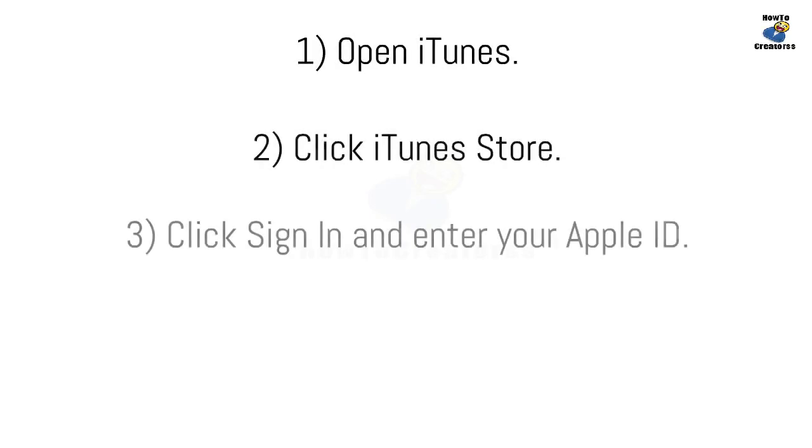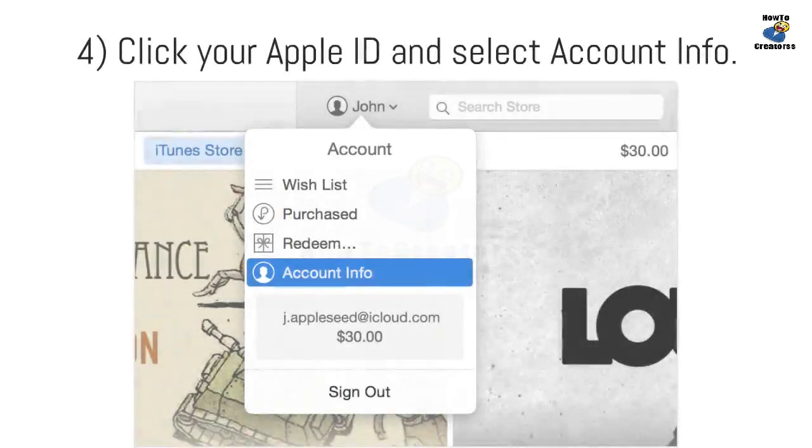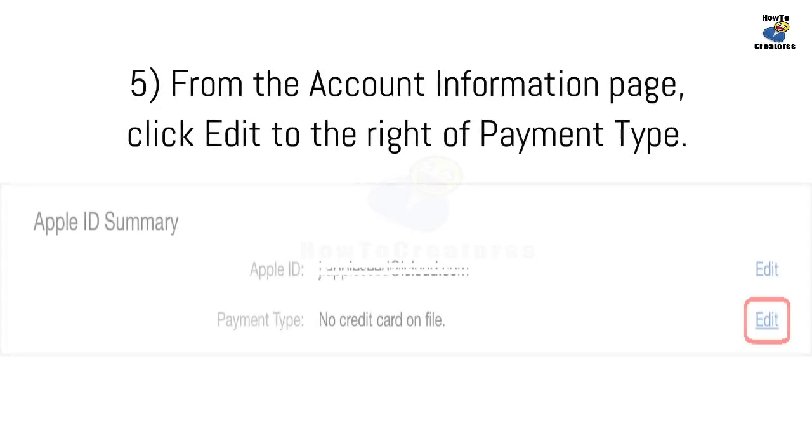Open iTunes. Click iTunes Store. Click Sign In and enter your Apple ID. Click your Apple ID and select Account Info. From the Account Information page, click Edit to the right of Payment Type.